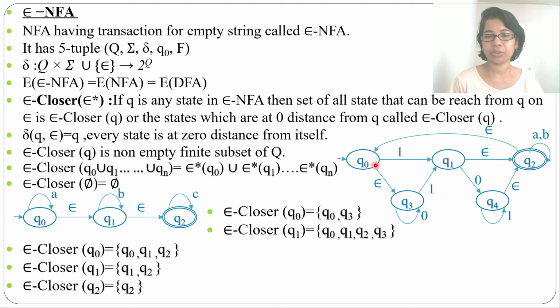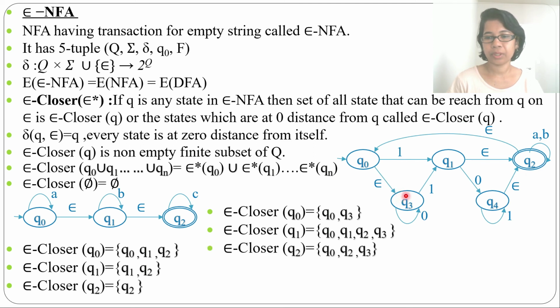Then from Q0 by epsilon we are also reaching Q3. So Q1 itself, then Q2, then Q0 and Q3. So E-closure of Q1 will be Q0, Q1, Q2, Q3. Then E-closure of Q2 will be Q2 itself, then Q0, then Q3. So it will be Q0, Q2, Q3.